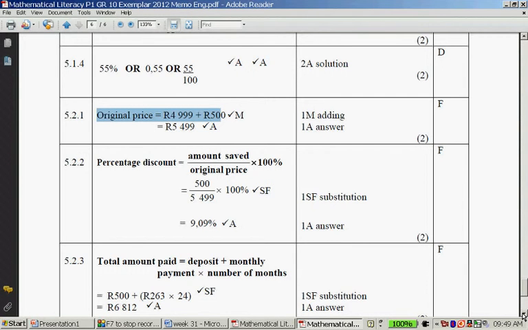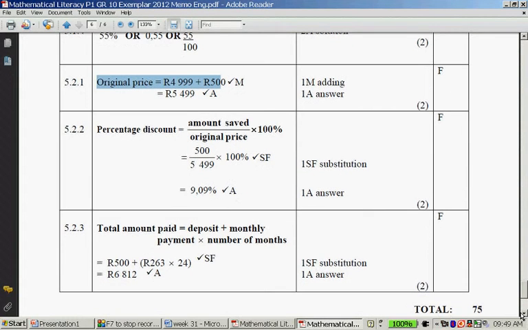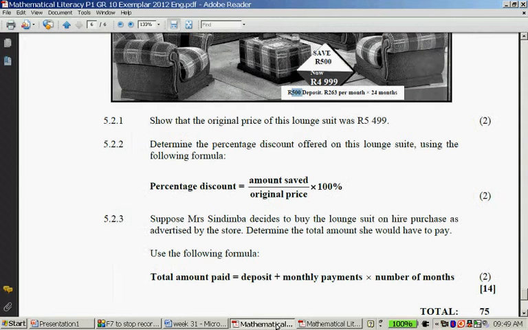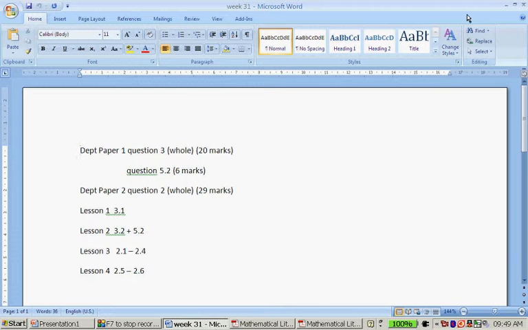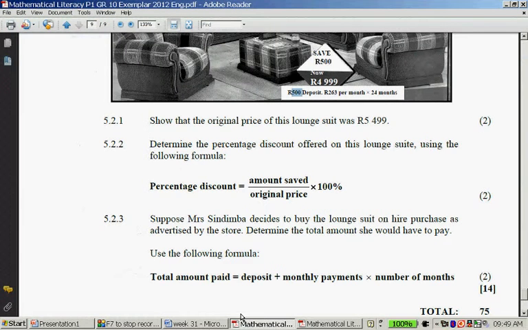So it's actually better to save for a little bit before you buy something on hire purchase. Right, now for tomorrow's lesson, we're going to look at paper 2, question 2.1, 2.2, 2.3, and 2.4.